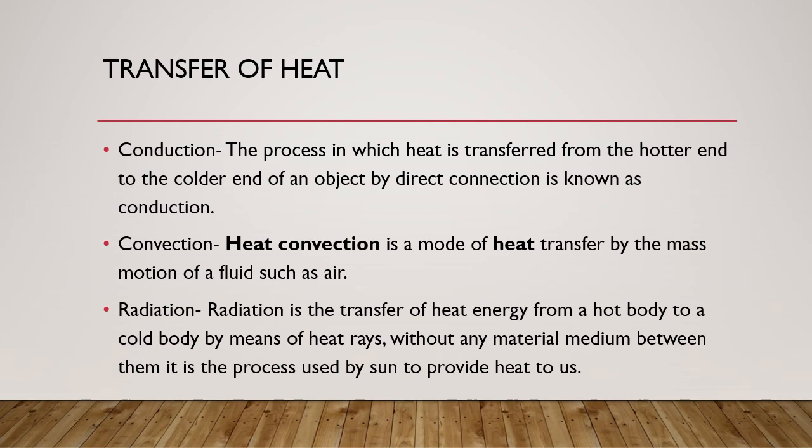The second is convection. Heat convection is a mode of heat transfer by the mass motion of a fluid such as air. In convection, heat is transferred on the basis of the difference in densities of two objects. And the third is radiation. Radiation is the transfer of heat energy from a hot body to a cold body by means of heat rays. It can work without any medium required, and this process is used by the sun to provide heat to us.